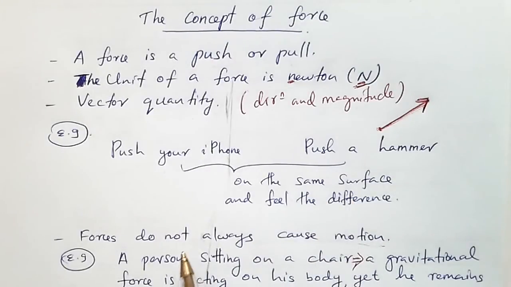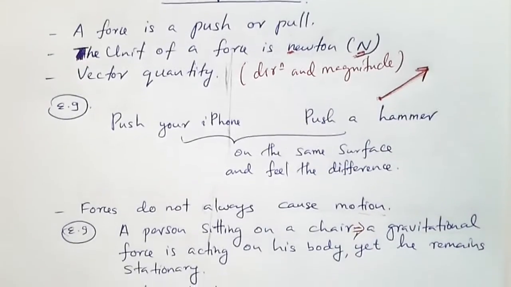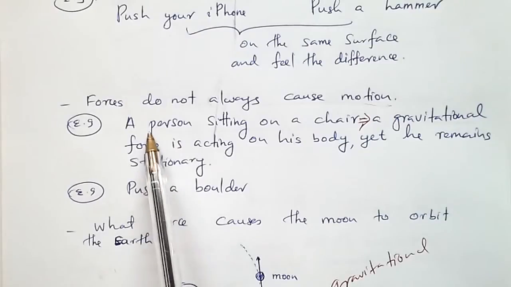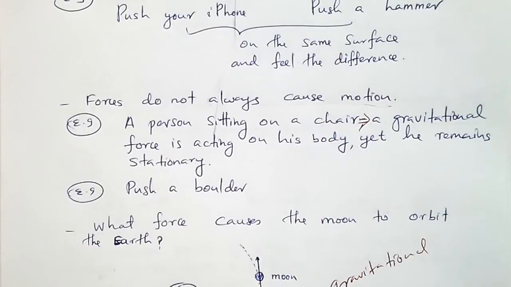But remember, forces do not always cause motion. Sometimes there would be a force but the object won't move. Imagine a situation, a person sitting on a chair. There is a gravitational force acting on his body, but he remains at the same place. What is the reason behind this? Why is he not moving towards the earth? Because there is another force acting on his body.